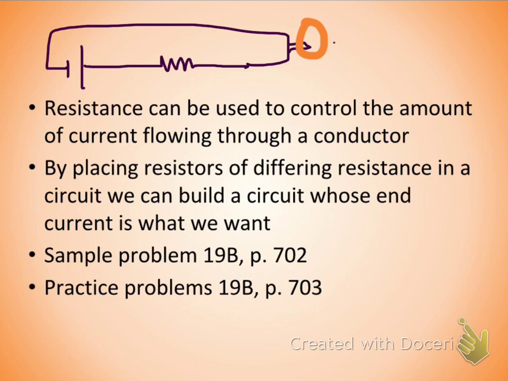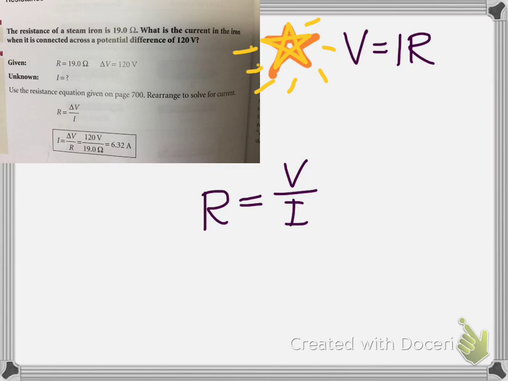We're going to do sample problem 19B together, and then practice problem 1 on page 703 will be on your own. Actually, I'll go ahead and give you the way that I learned this formula: twinkle, twinkle, little star, V is equal to IR, which is handy. And it also gives you VIR as a mnemonic if you tend to forget. That's especially easy for you, Hannah, I should think.